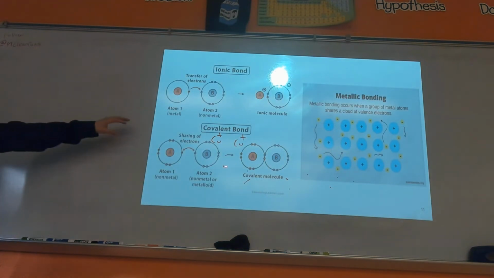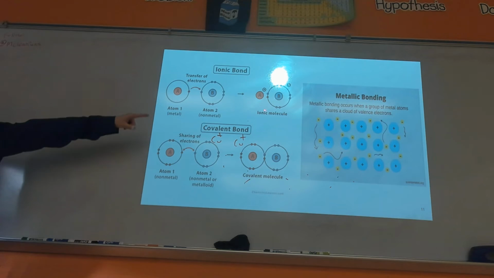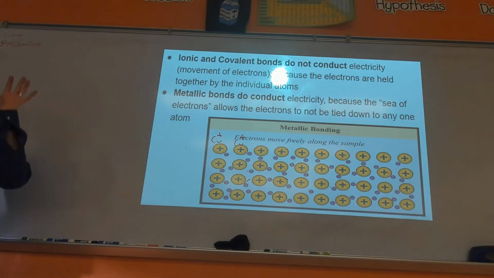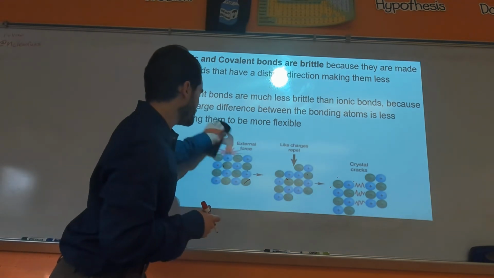Now, if you compare that to a covalent bond, the electrons are tied down. In an ionic bond, the electrons are tied down. That's why they don't pass electricity. There's no movement of electrons. Okay, going on to our next property: brittle.